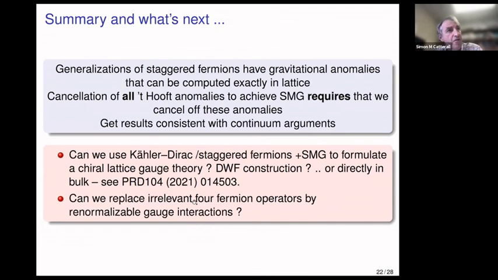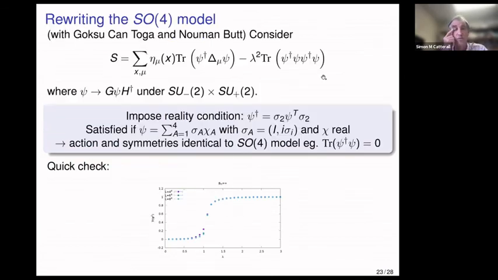Everything I've talked about so far implicitly used basically Yukawa interactions to do the gapping, to generate the mass terms. Of course, that's an irrelevant operator, and you might worry about whether that's a legitimate thing to do in 4 dimensions. So the question is, can you actually replace those 4 fermion operators by some sort of renormalizable gauge interactions? And so I'll just show you a little bit of work with my student, Göksu Kantoga, and Newman again on this in the context of the SO4 model. So this is something which is very preliminary, but I'll just show you what it looks like.